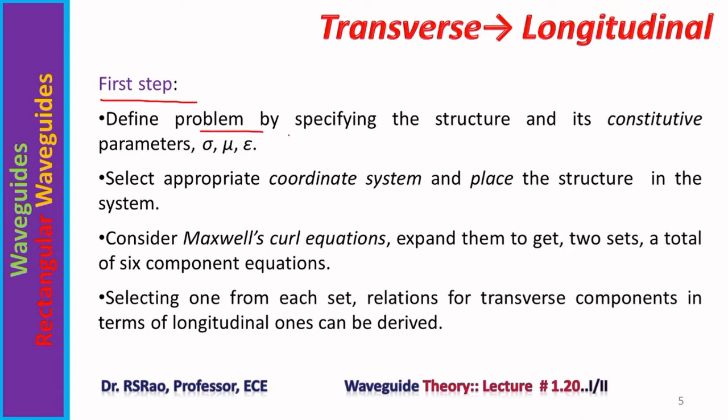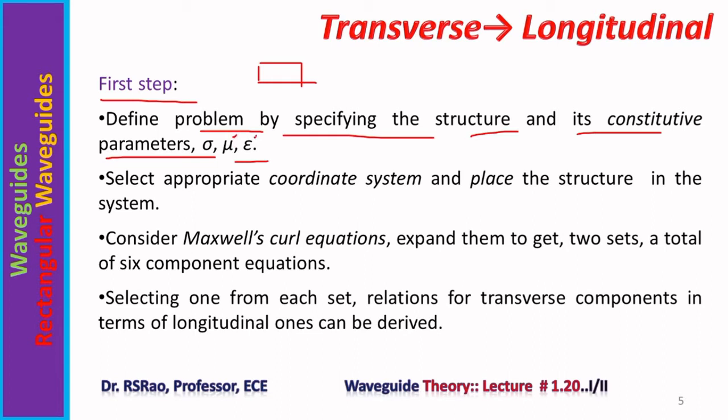Let us define the problem by specifying the structure and its constitutive parameters. This is the starting point. We consider a rectangular waveguide, four walls, two narrow walls. Walls are made of conductor. We assume the walls are made of perfect conductor. These walls enclose a certain region called the hollow region. We assume it is a perfect dielectric. So sigma is 0 for the hollow region. It is a dielectric, so mu is mu naught and epsilon is epsilon.